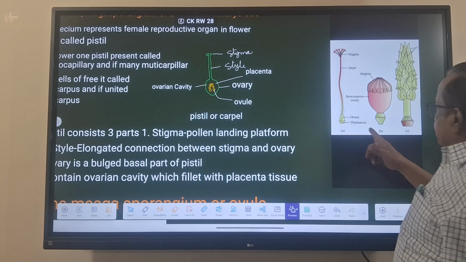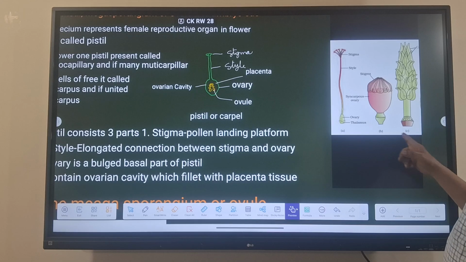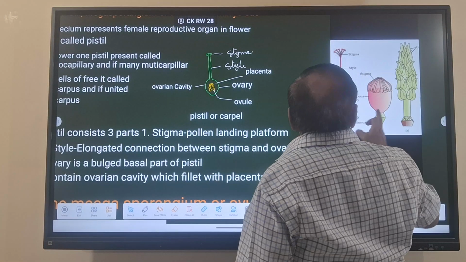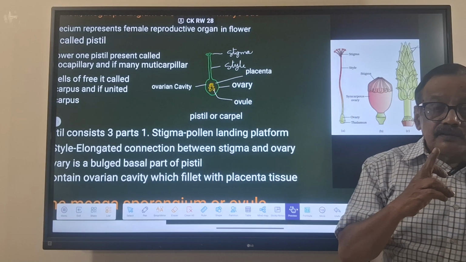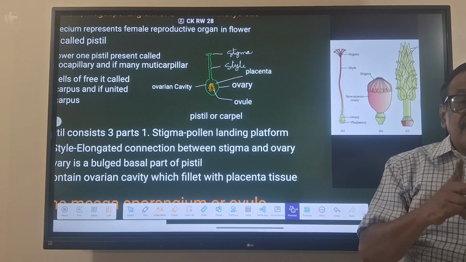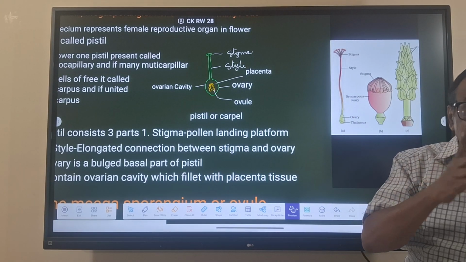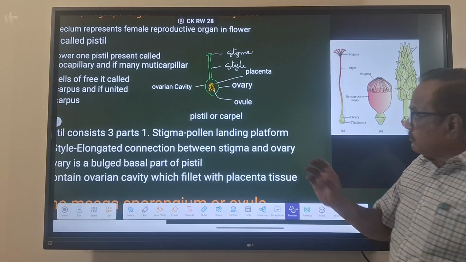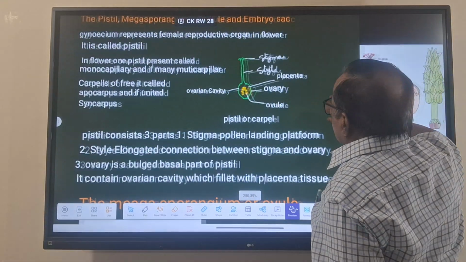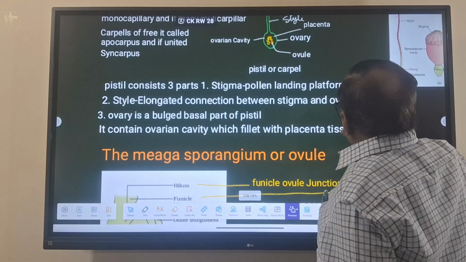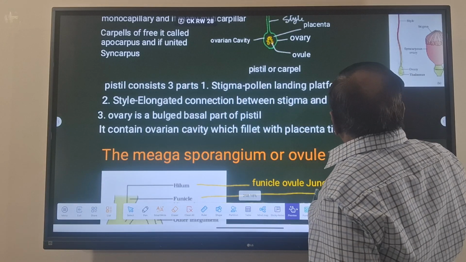And next, whenever we are seeing, these are the things he has given. This is Papaver, this is Michelia. Examples are very important, remember them, because now and then he will give the examples for matching or some other question. Now you see here, the Megasporogenesis.